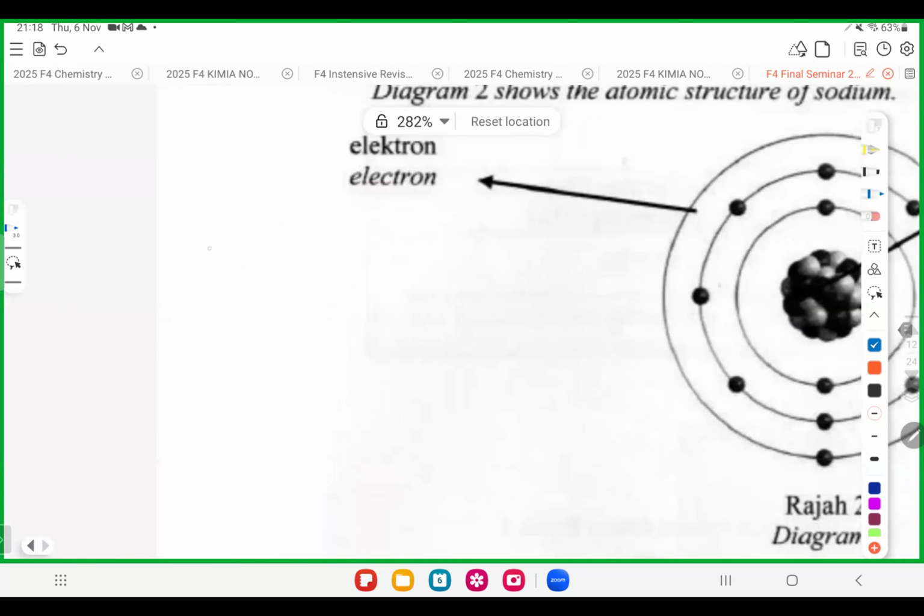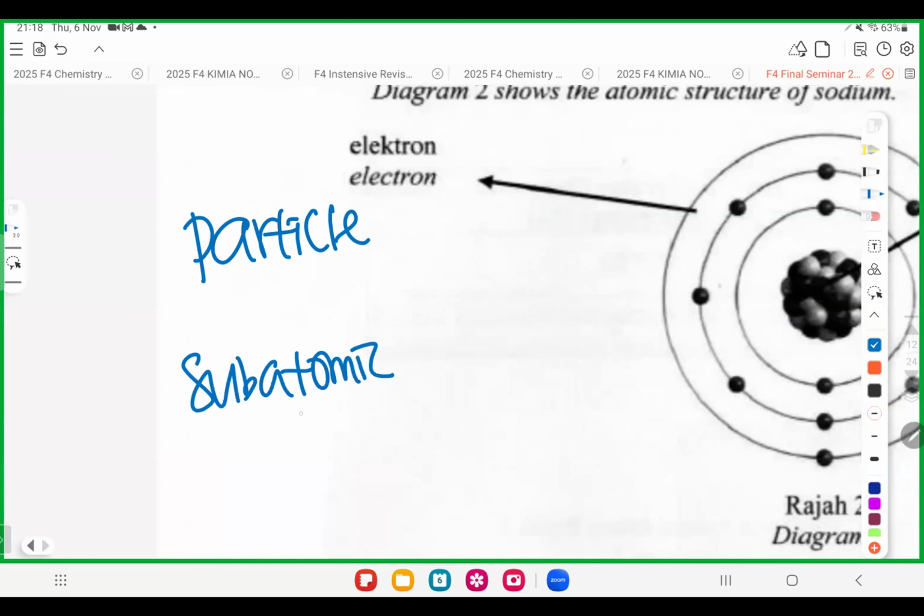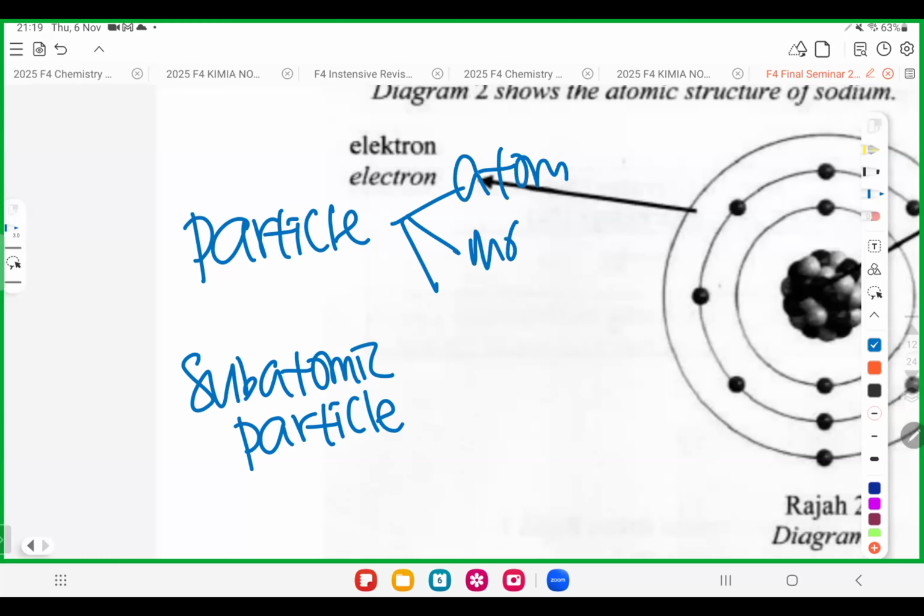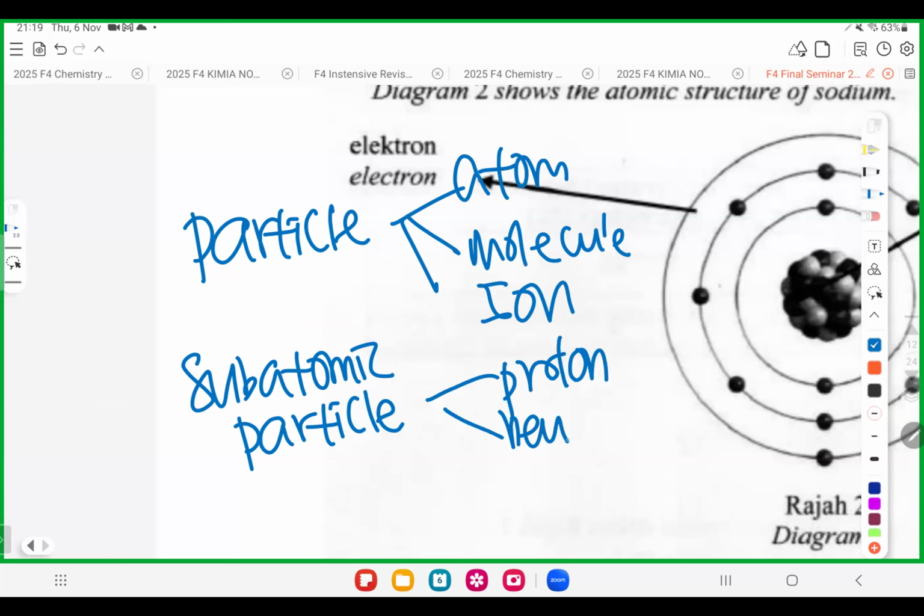So everyone, you must know the difference between particle and subatomic particle. Particle means the smallest thing inside your substance. Particle can be atom, molecule, or ion. When I say subatomic particle, it means something inside the atom. So inside the atom, what do we have? Proton, neutron, and also electron. They are not the same.